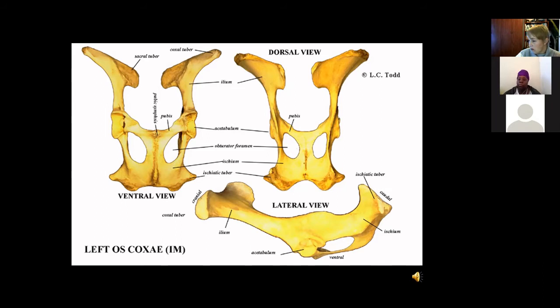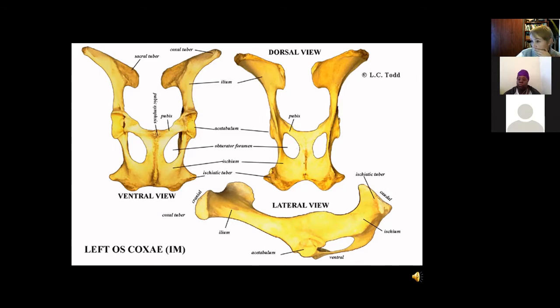Take a look specifically at the acetabulum. It is depicted in the ventral view on the left-hand side. That is your hip socket, where your femur articulates.